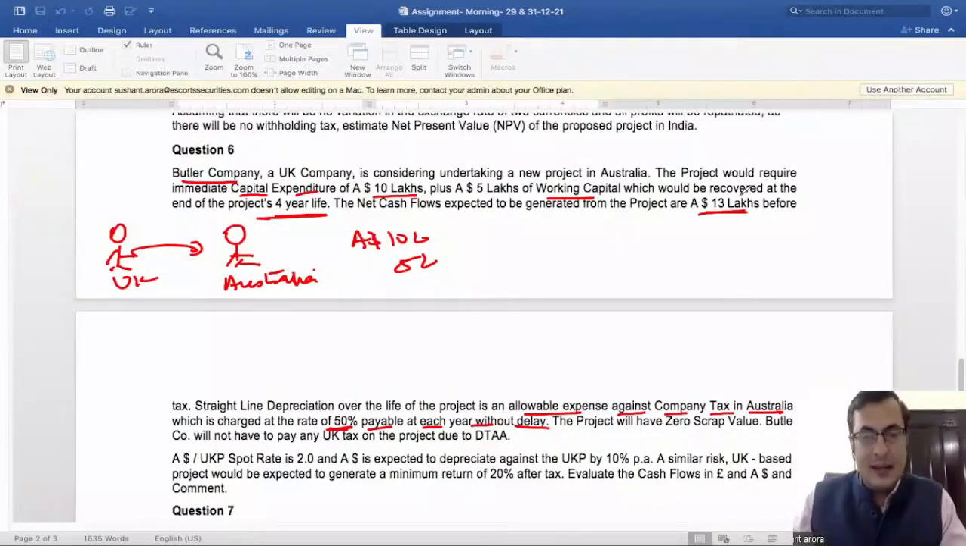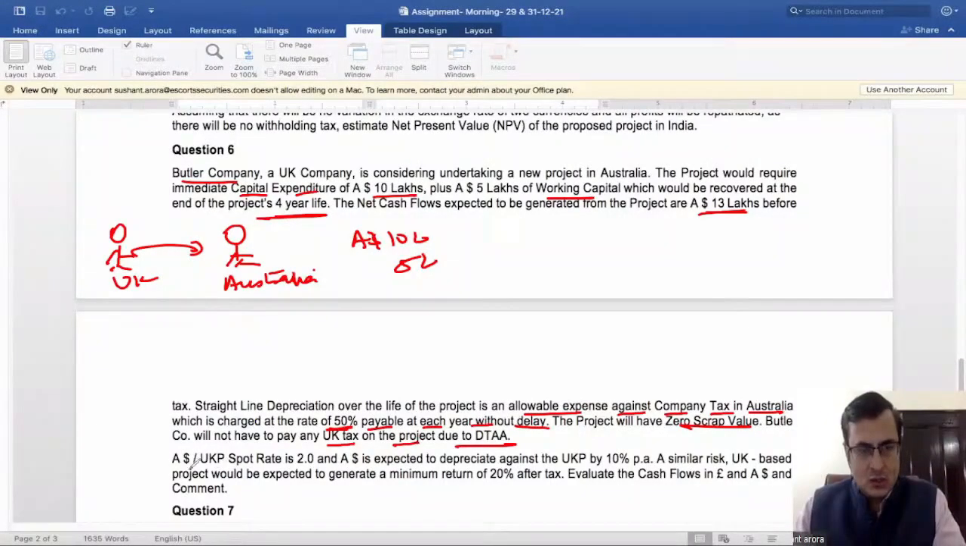Achha, what about the depreciation concept? I will explain to you. The project will have a zero scrap value. The Butler company will not pay any UK tax on the project because of the double taxation avoidance agreement. Okay, clear?